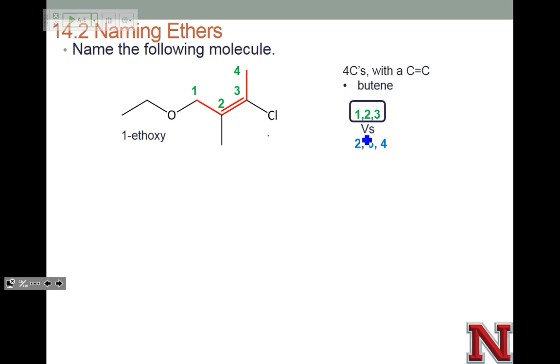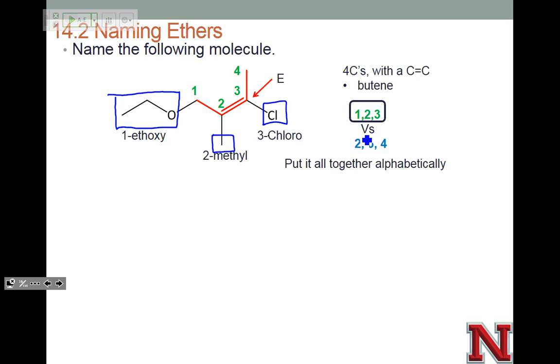So our substituents, we have our ethoxy, and that's on carbon 1. Then we have a methyl and a chloro. We're going to put this together alphabetically. C comes before E, E comes before M. So we have our 3-chloro, 1-ethoxy, 2-methyl butene. Now remember, this isn't an ethyl, it's an ethoxy when that's an ether.